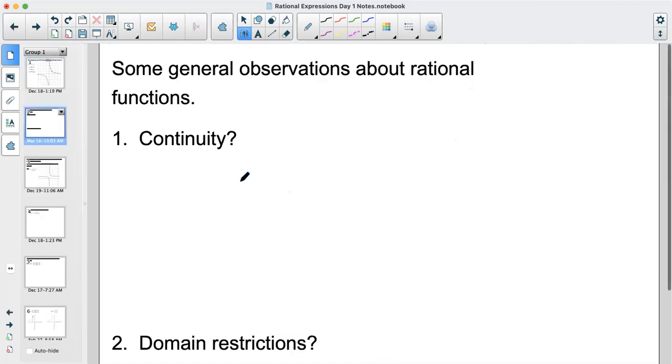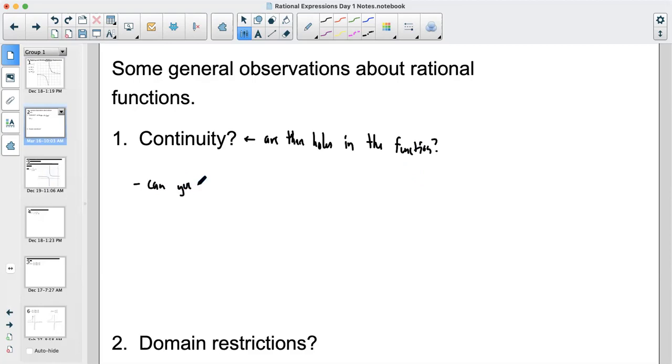And we'll talk a little bit here about continuity. This is a mathematical term. That basically means, are there any holes in the function? One very non-mathematical way to think about it is, can you draw the function without lifting up your pencil? It's kind of an intuitive way to think about it.